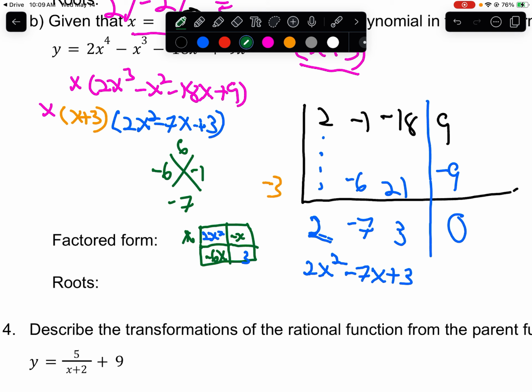I want to use a different color. Let's use red. So there's an x that can be pulled out. And then you realize this has to be a 2x because x times 2x gives us 2x squared. And then you ask yourself, x times what gives me -x? And you'll say -1. Okay? And then that's one of the factors. The other factor you'll ask yourself is, okay, 2x times what gives me a -6x? I hope you can see that that's -3.